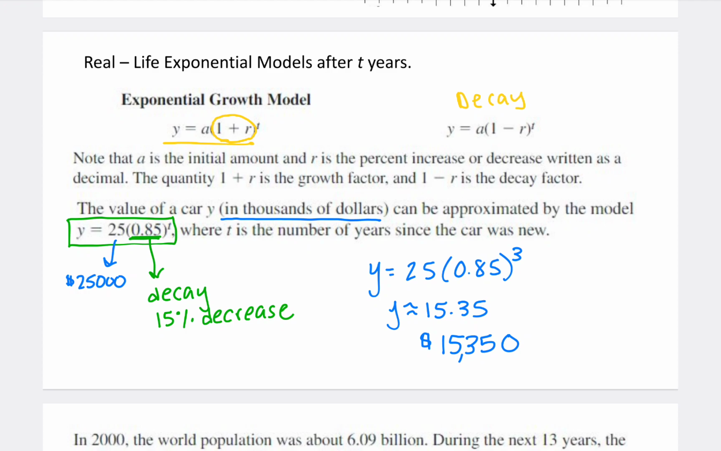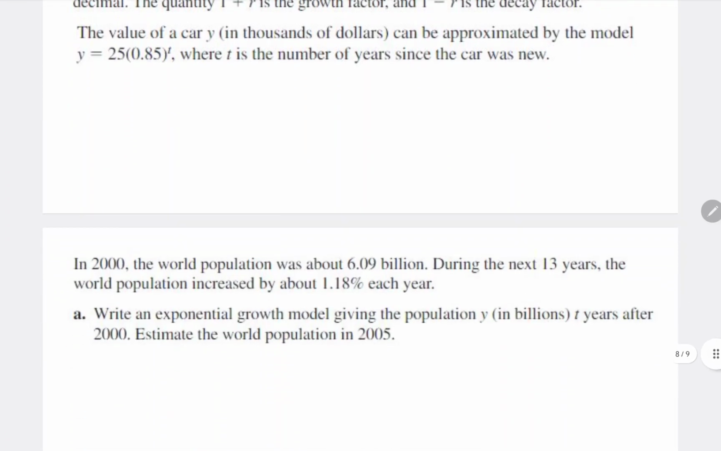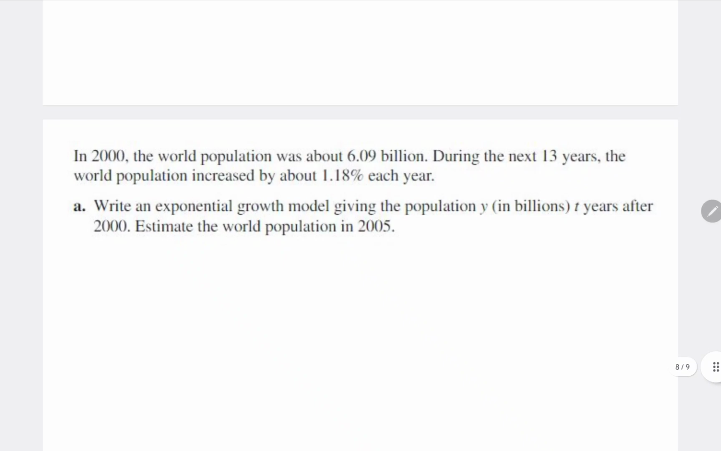Let's look at another way we use this model. So here's another one where it wants us to write an exponential growth model because it says that the population is growing, it's increasing by 1.18% each year. The first thing we need to do, this is given to us in a percentage, but the rate is always going to be a decimal. So we need to convert 1.18% to a rate, and that would be 0.0118. So that's our rate.